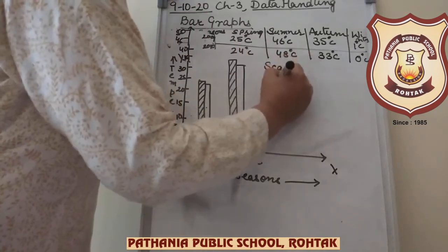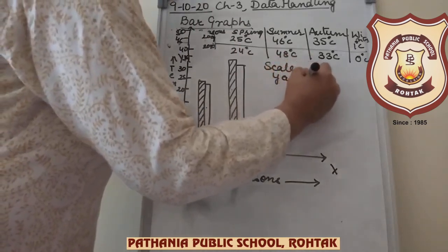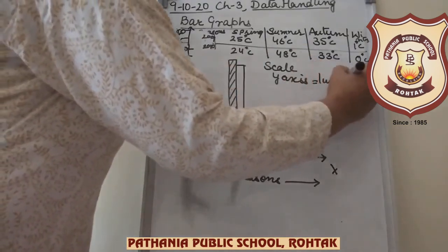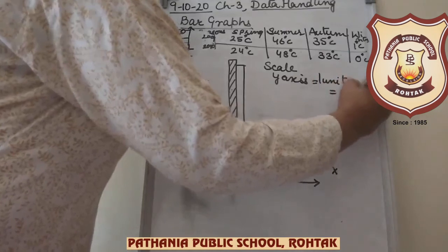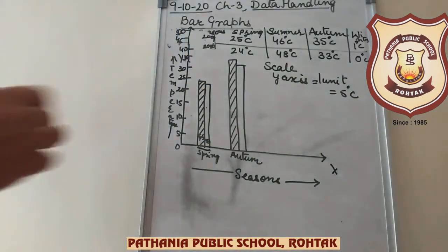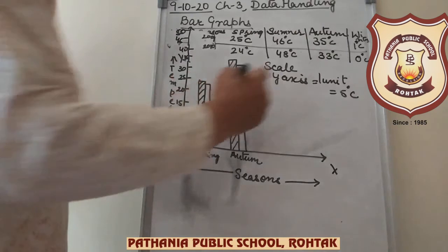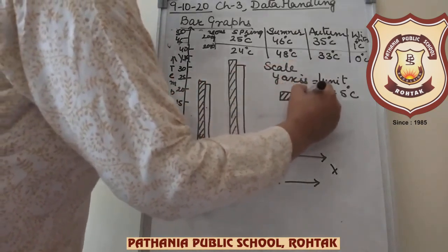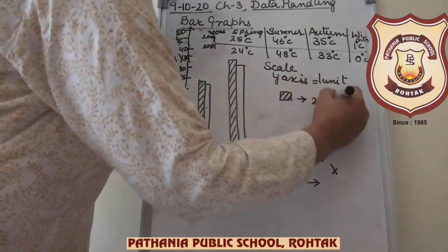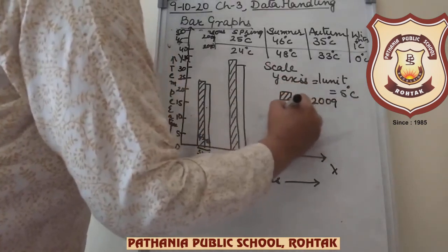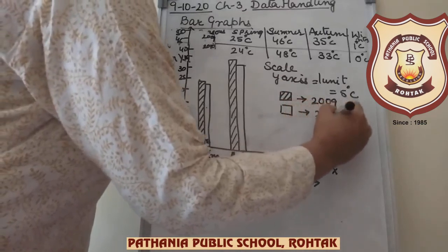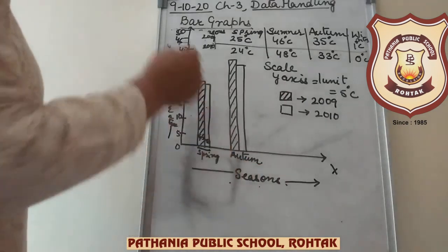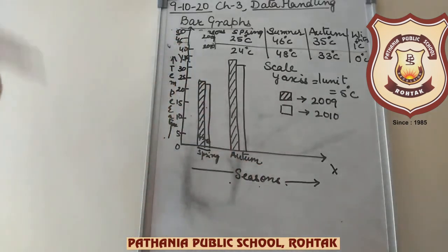Scale, y-axis: 1 unit is equal to 5 degrees Celsius temperature. First thing. Now on the x-axis, you have taken, show the block. This represents 2009 and this plain block represents 2010. If you don't write what is taken on the x-axis and what is taken on the y-axis, you will lose marks.